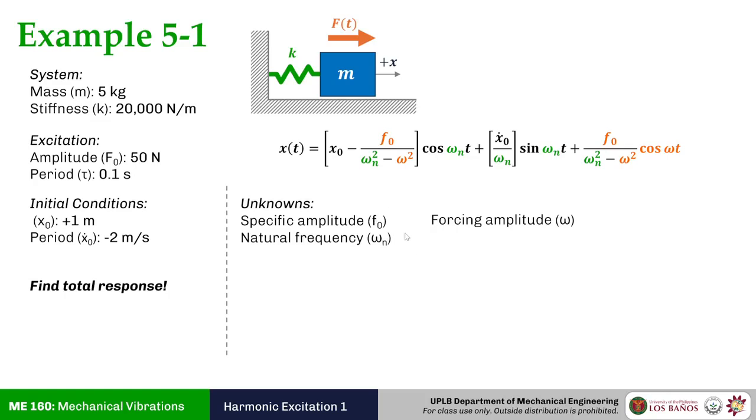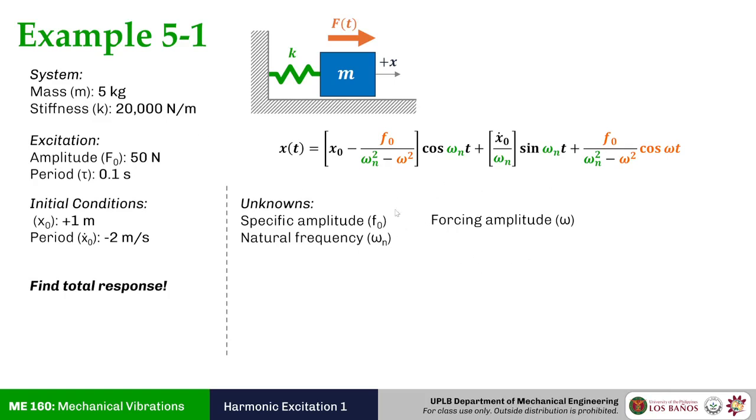How do I solve for the specific forcing amplitude? The specific forcing amplitude is just the forcing amplitude divided by the mass. So we have a forcing amplitude of 50 newtons, and we just divide by 5 kilograms. The natural frequency, I hope you take this to heart, is just the square root of the stiffness over the mass, at least for linear systems. So we have a stiffness, we have a mass, ratio them, and take the square root.